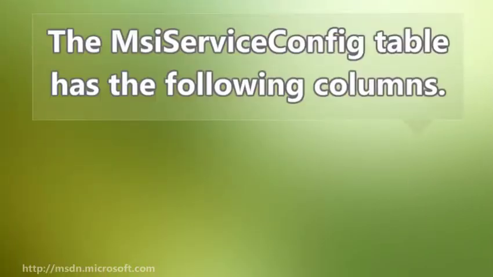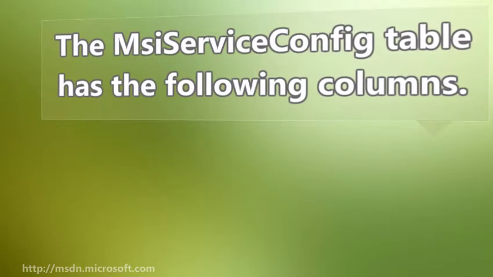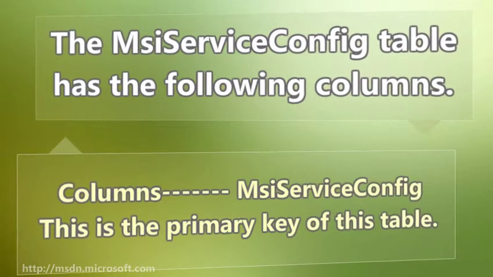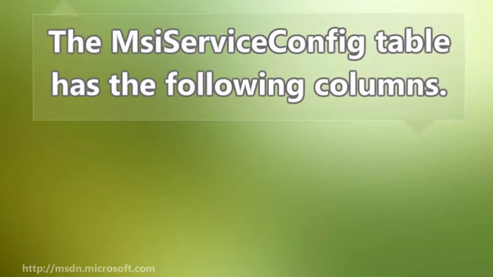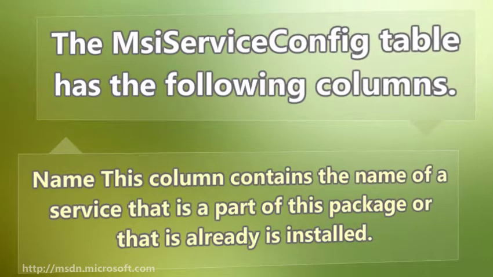The MsiServiceConfig Table has the following columns. Columns. MsiServiceConfig: this is the primary key of this table. Name: this column contains the name of a service that is a part of this package or that is already installed.